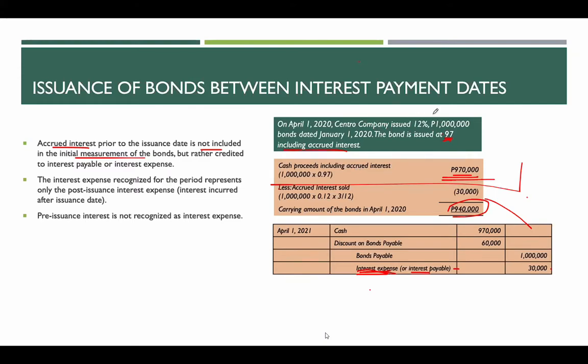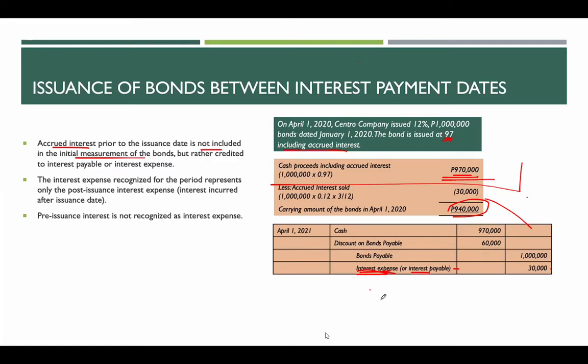Okay, that is 1 million times the nominal rate na 12% since annual yung ating bonds, times 3/12. So, i-divide nyo ng 12 months times 3. So, that is the accrued interest for 3 months, 30,000. Bakit 3 months? Yun ang tanong mo? That is, ang counting mo ng months ay mula January 1 hanggang end ng March.